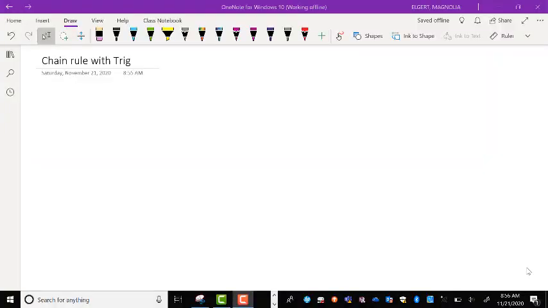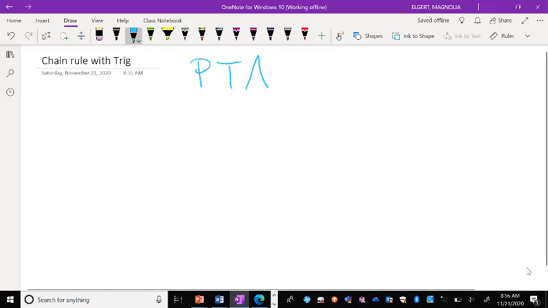Okay guys, so what we're going to look at is the chain rule with trig functions. I learned this a couple of years ago, not the trig function chain rule stuff, but a way to help you guys remember what to do on the chain rule with trig functions. So you need to think of PTA. That'll help you figure out what to do, of course.